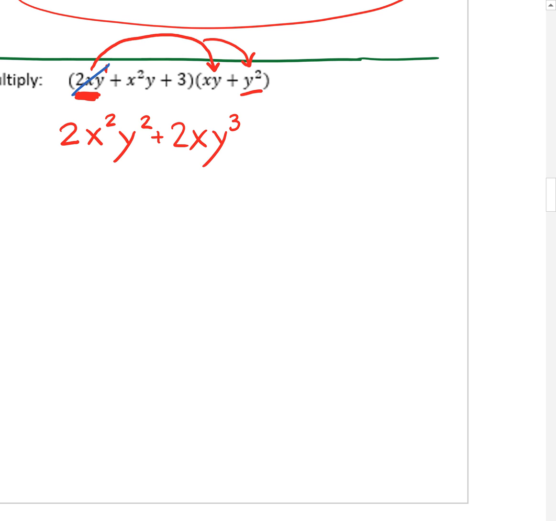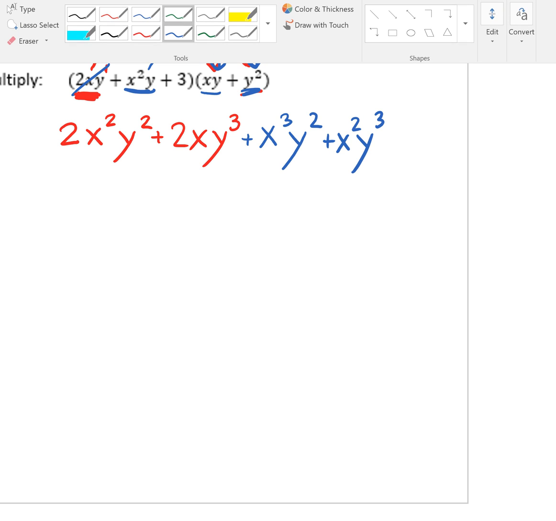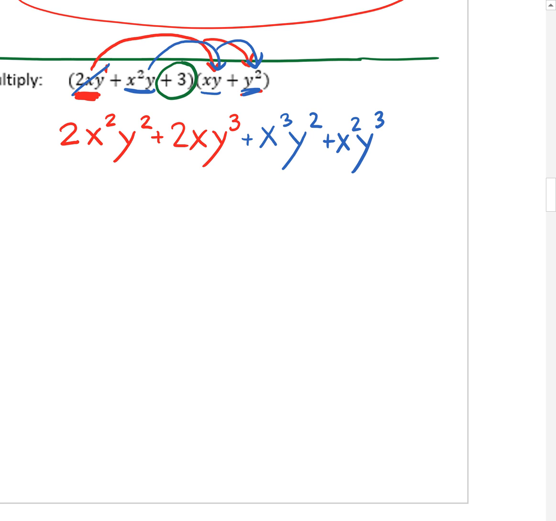Alright, we've kind of taken care of the first term. He's done. Now let's focus on the second term. X squared y is multiplied by xy and then y squared. So we're really just adding the powers. X squared y times xy. If I add the powers of x, I get 3. If I add the powers of y, I get 2. Now if I look at x squared y times y squared, x squared has nothing to combine with, but the y times the y squared, if I add the powers, I get y to the 3rd. Alright, then the last term in the first polynomial is the 3. I'm going to multiply the 3 by the xy and then by the y squared. That's pretty easy. 3 times xy is 3xy. 3 times y squared is 3y squared.